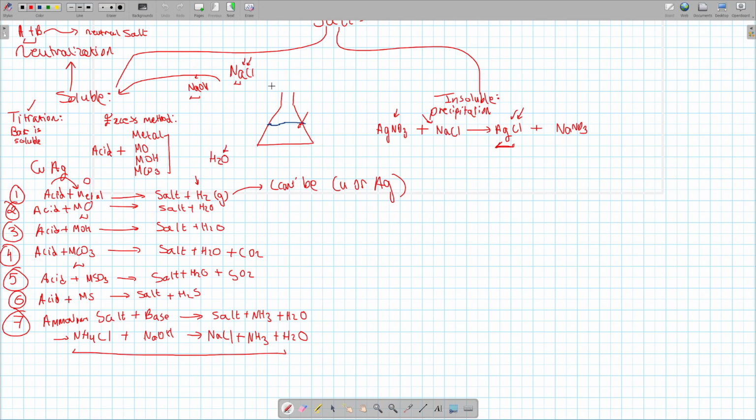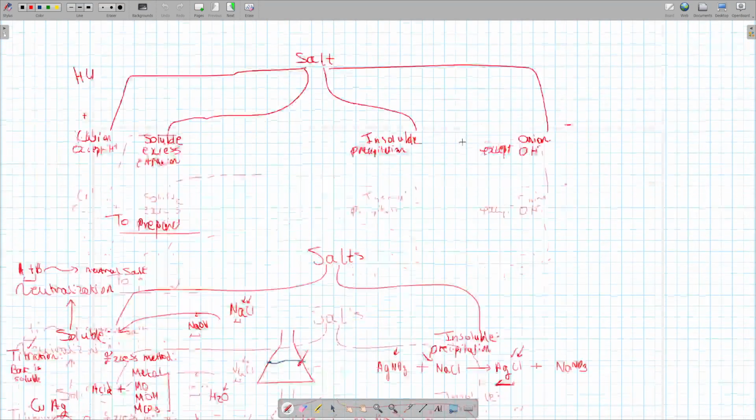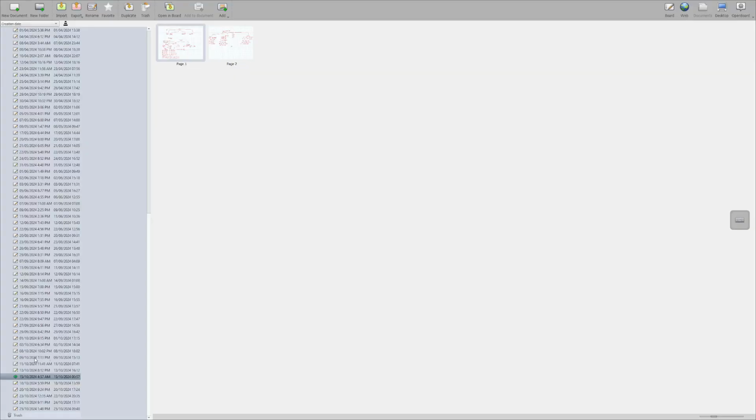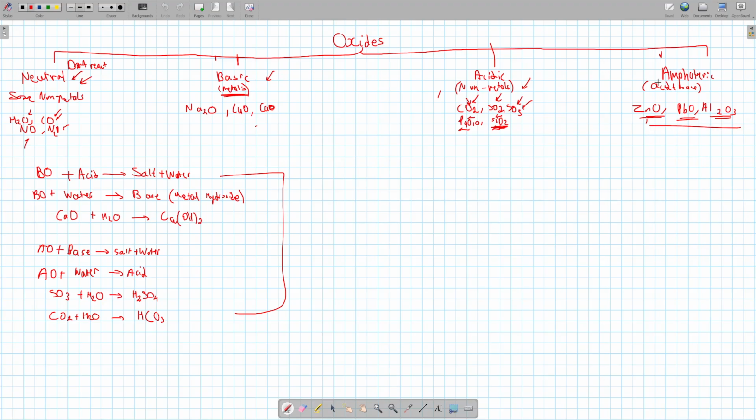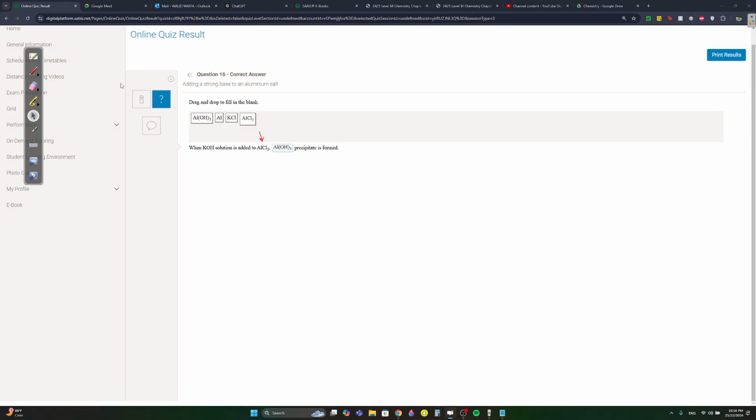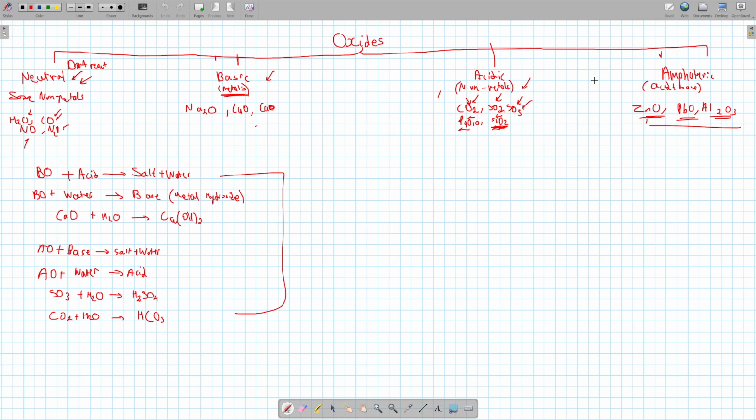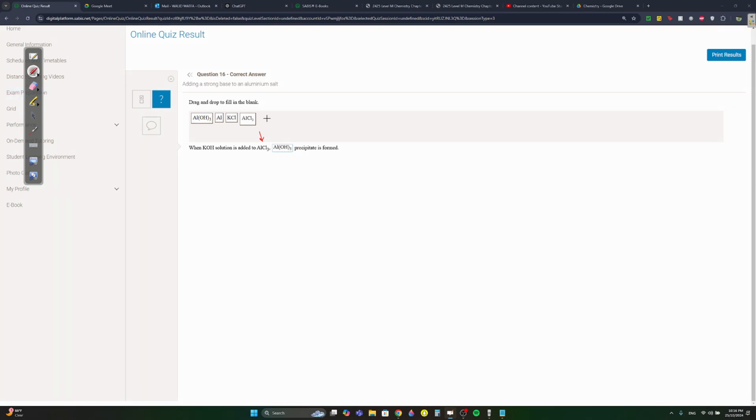No, wait. Hold up. Was it 9? Yeah, it's amphoteric, so it can act as an acid and a base. Even though I said Al2O3, it doesn't matter. So I don't really know why. It's a salt. This is a salt. This is a base.